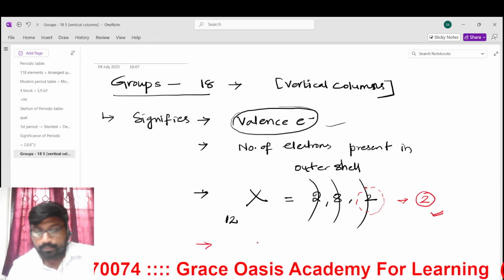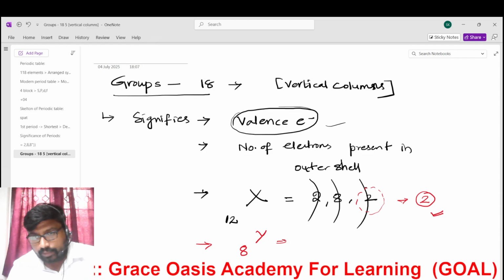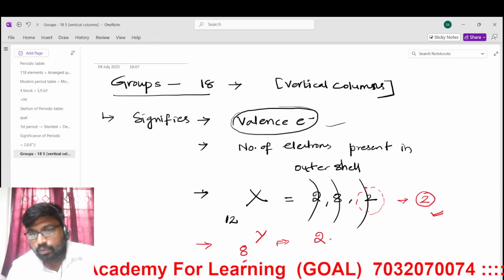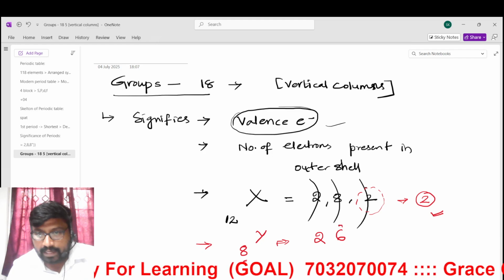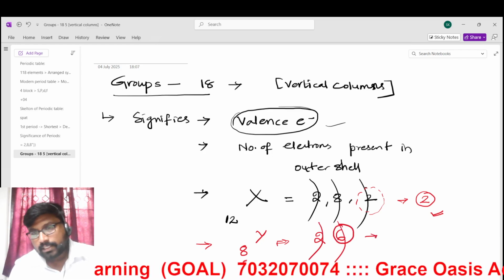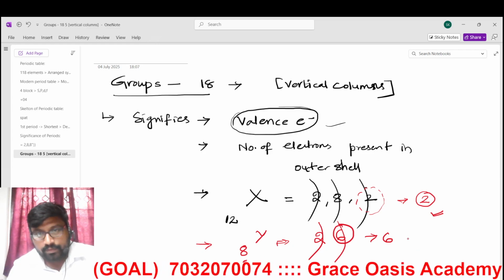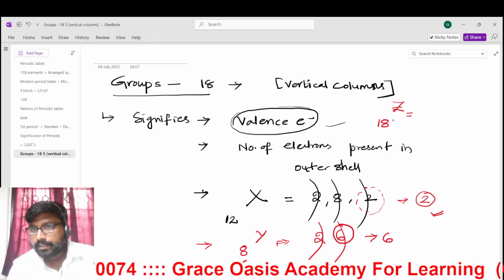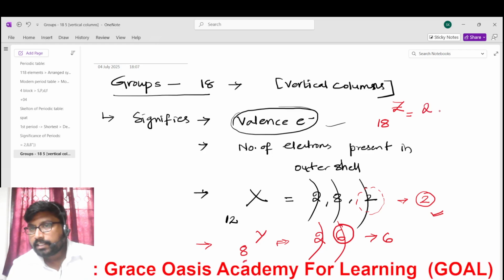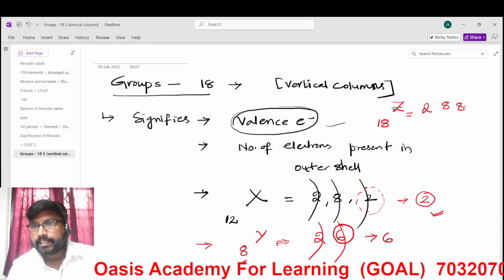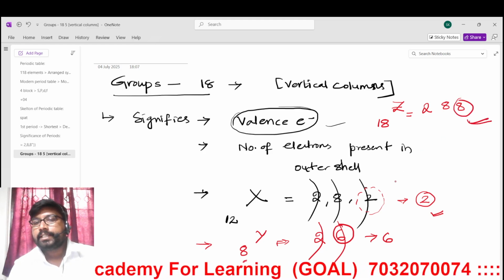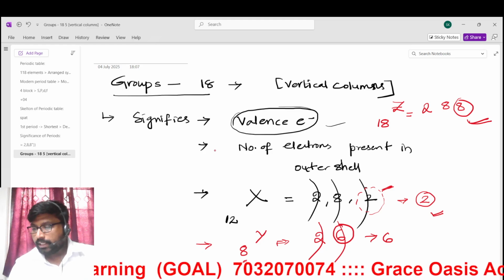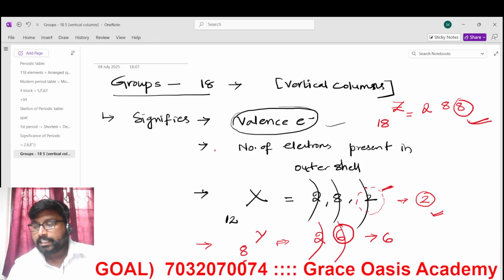If you have another element with atomic number 8, how can you write it? 2, 6. How many valence electrons are there? 6. If you have another element J with atomic number 18, how many valence electrons will it have? 8. So 8, this is complete. Okay, in that way, it says about the valency.